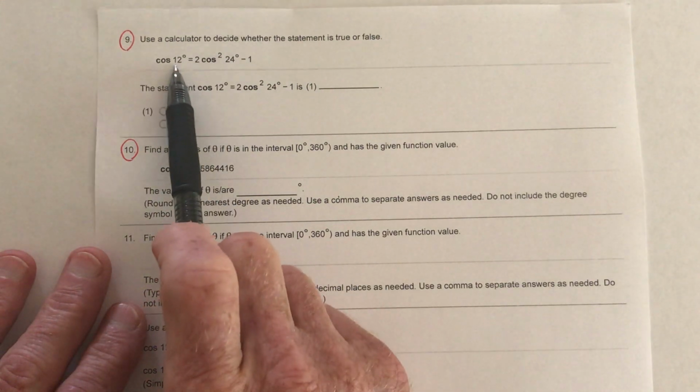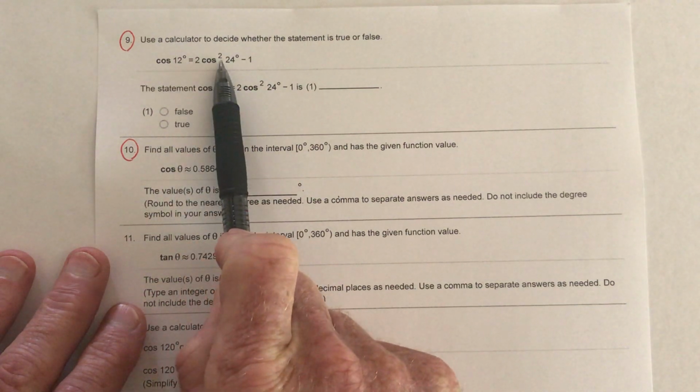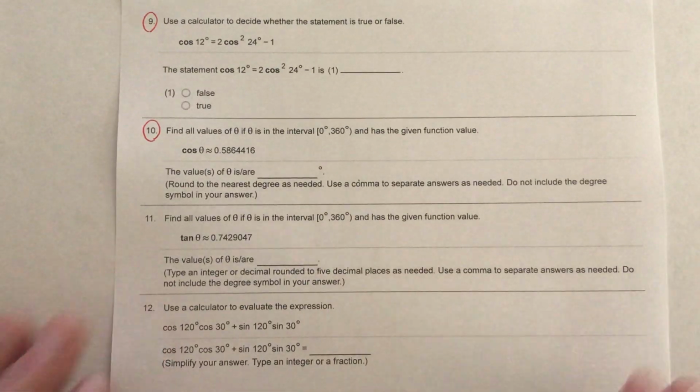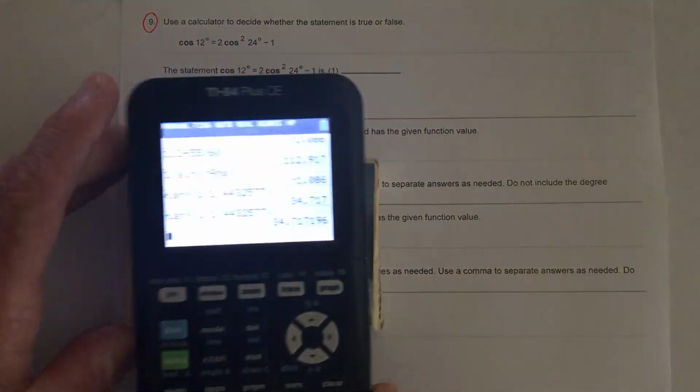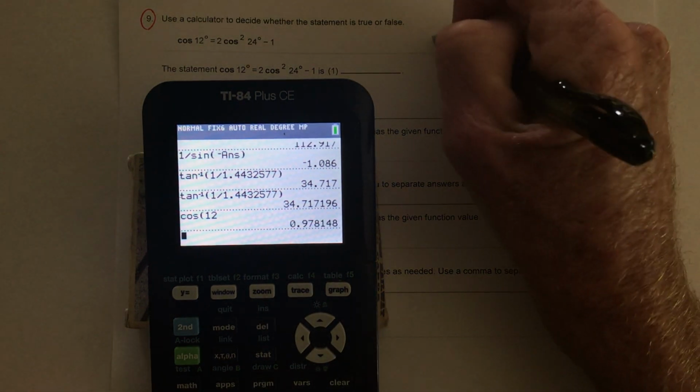Okay, use a calculator to decide if this is true. Mostly I want to do this one because I want to make sure you know how to input this in the calculator. So one side says cosine of 12 degrees.